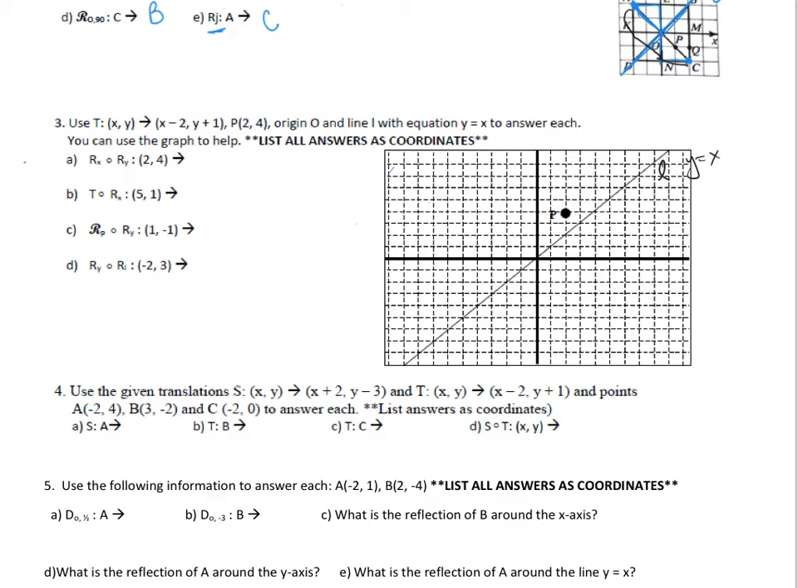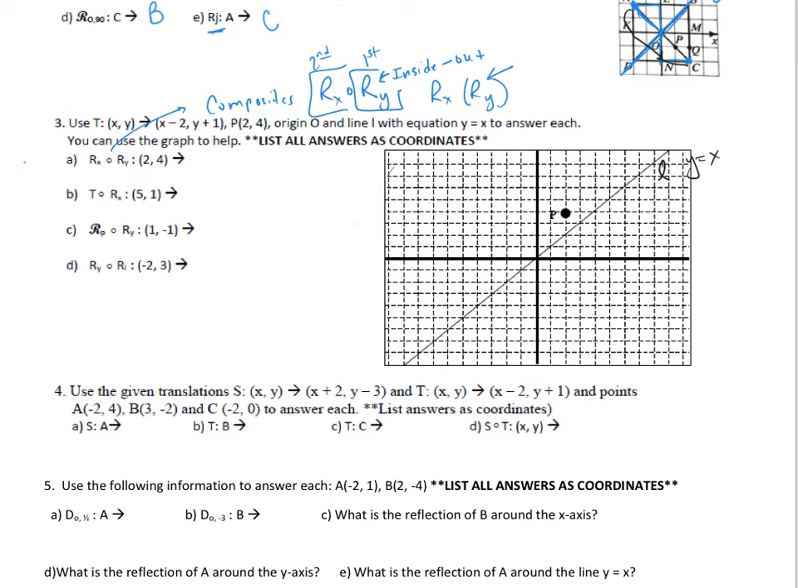Now, these are all composites because I've got 2 things going on. Whenever I have a composite, such as this one, reflection x of reflection y, we always work inside to out. So I will do this one first and then do this one second. It's like the order of operations, where you would do inside the parentheses first. So that's how we're going to do these problems.